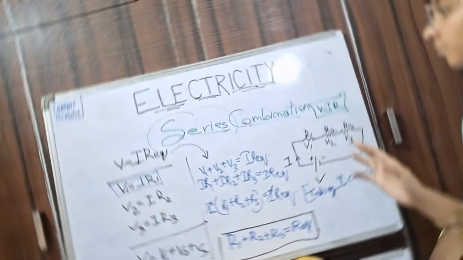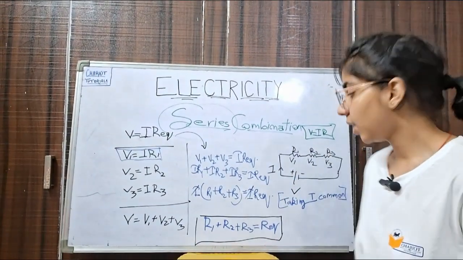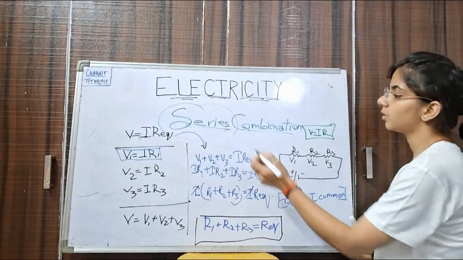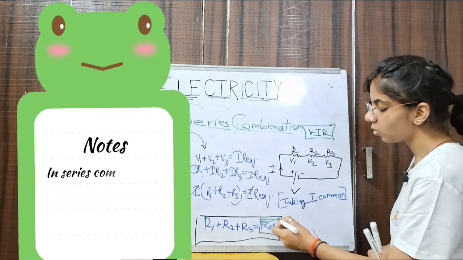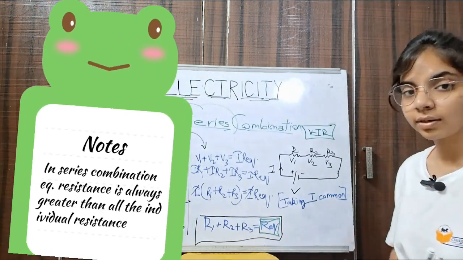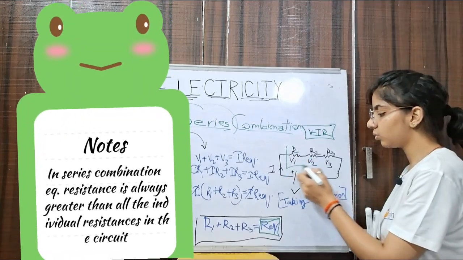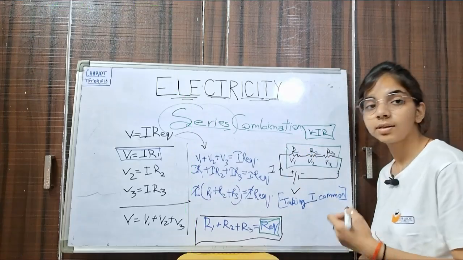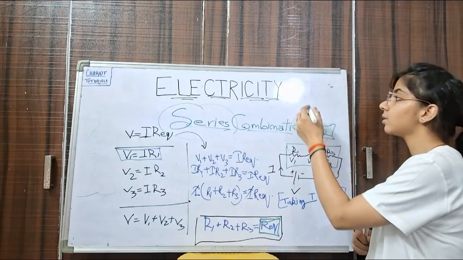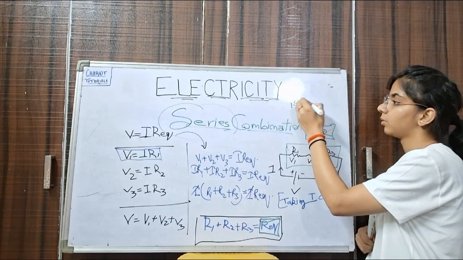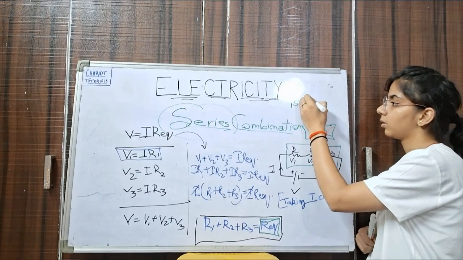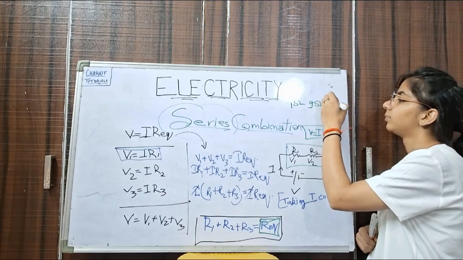Now some of the important points for series combination: in series combination, the equivalent resistance is always greater than all the individual resistances connected in series. Means if the individual resistances are, suppose, 1 ohm, 9 ohm and 100 ohm.